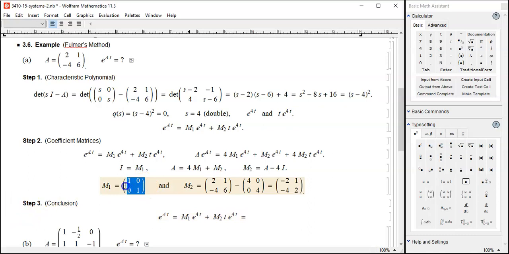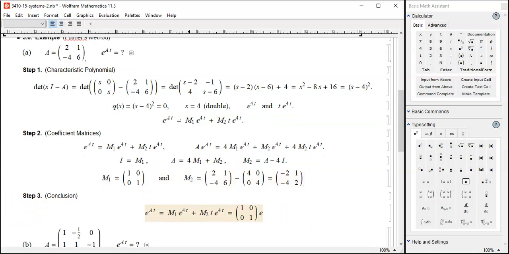So this matrix times e to the 4t power plus this matrix times t times e to the 4t power. Looks like that's complete. This is perfectly okay.